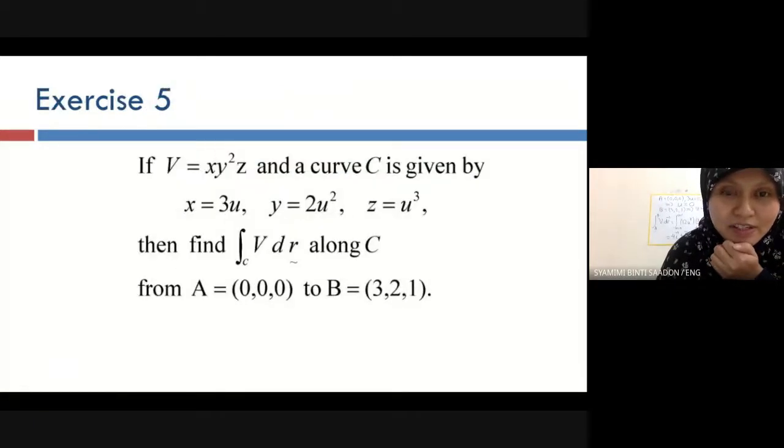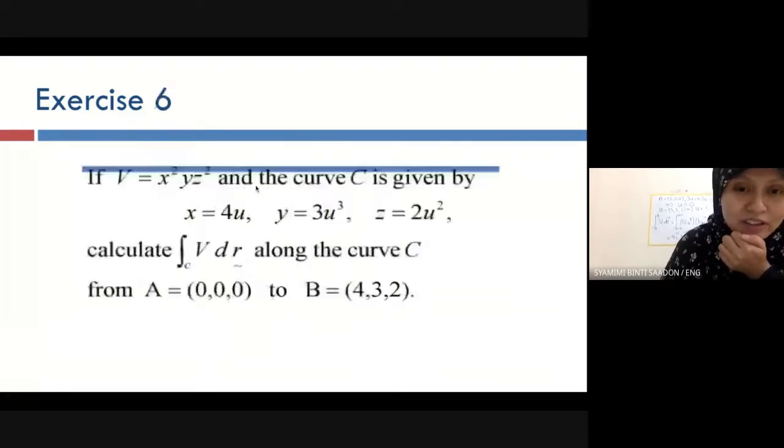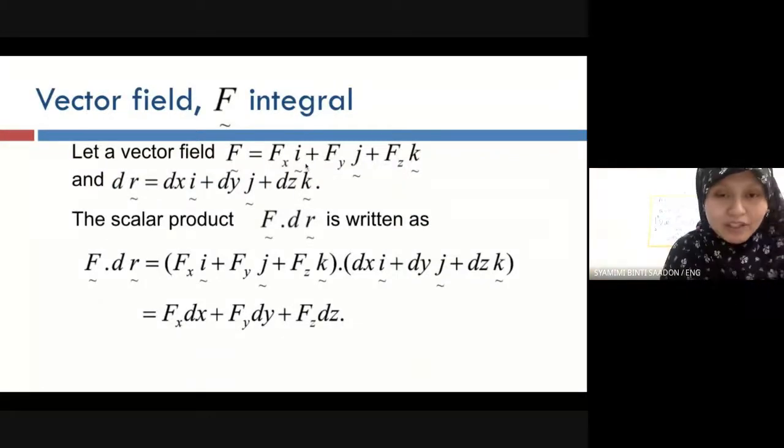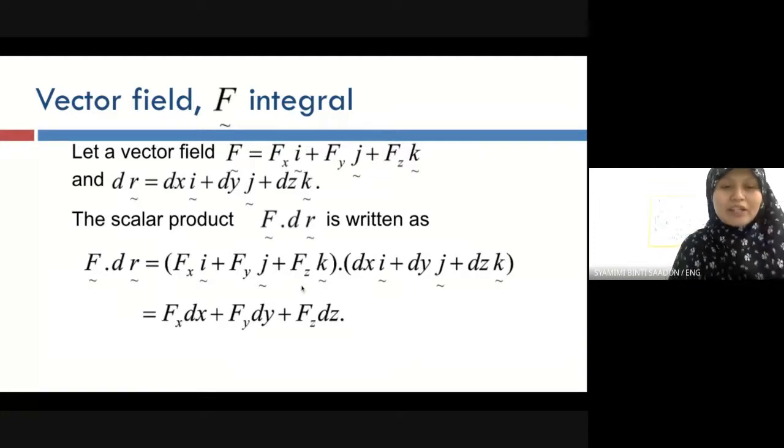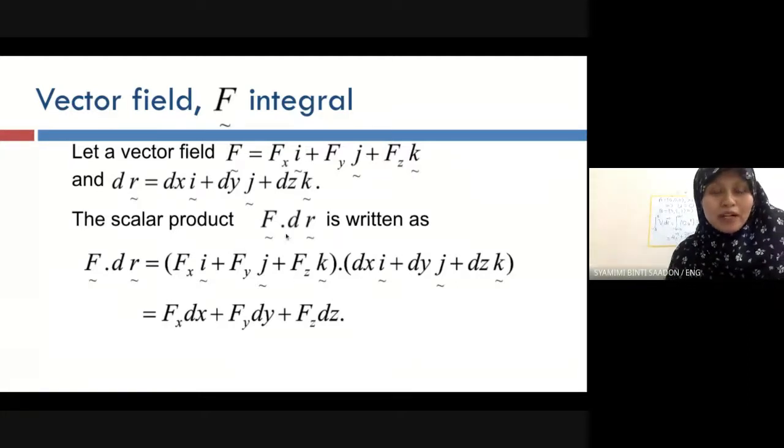The difference here is, just now you have a scalar like this. The vector v is a scalar like this, x y square z. This one is a vector. So you have components I, j, and k, and then you have to multiply with dr, the dot product. So the scalar product of vector f with vector dr. So we apply the rules of the scalar product, just multiply I with I, j with j, k with k.